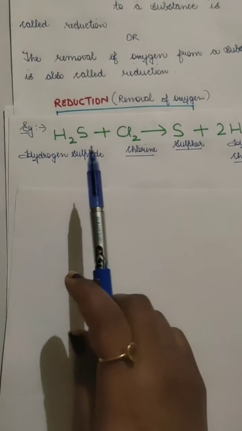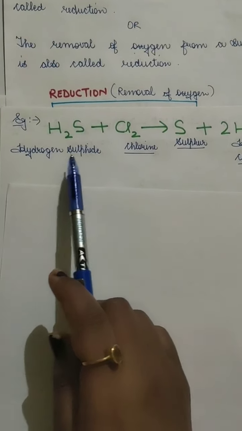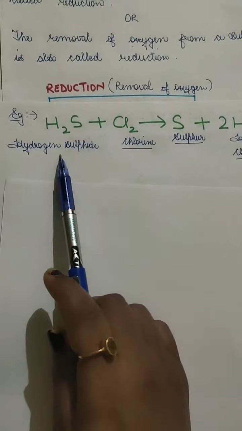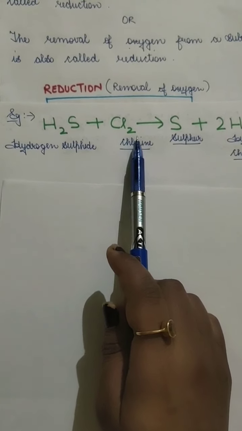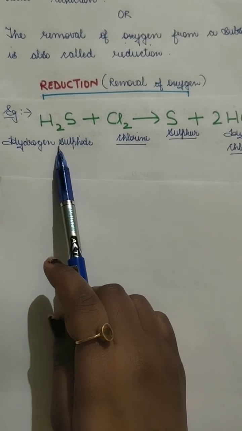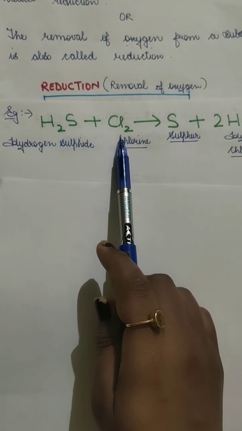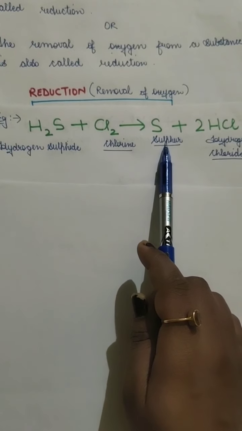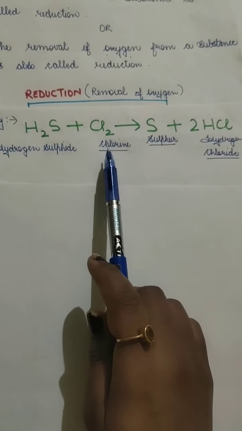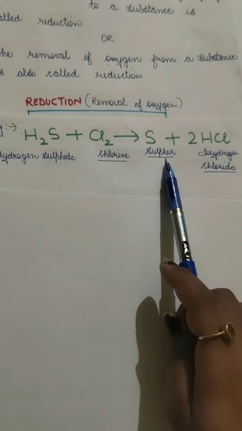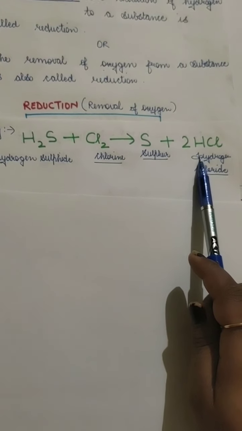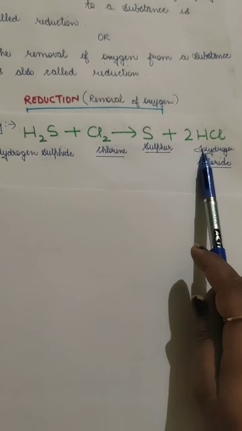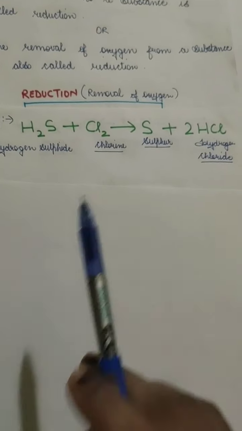So here it is H2S, that is hydrogen sulfide, plus Cl2, that is chlorine. So now hydrogen sulfide is reacting with chlorine. What does it form? It forms sulfur. When hydrogen sulfide is heated in the presence of chlorine, sulfur is formed, along with HCl, hydrochloric acid. So here there is no oxygen in this reaction.